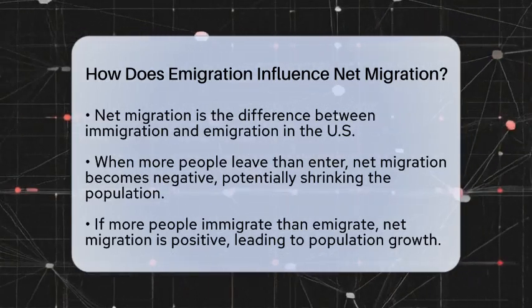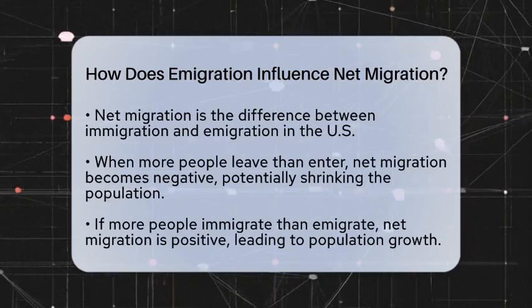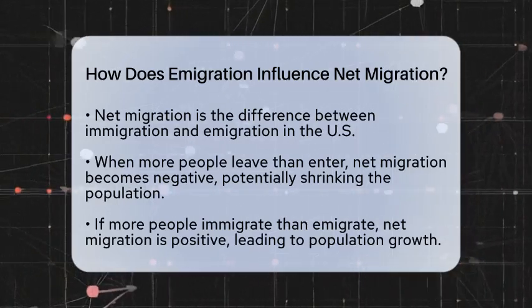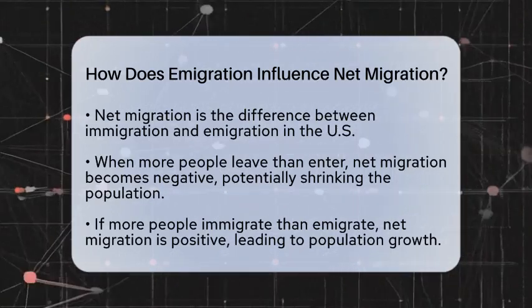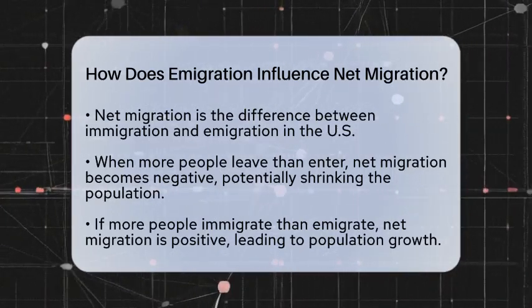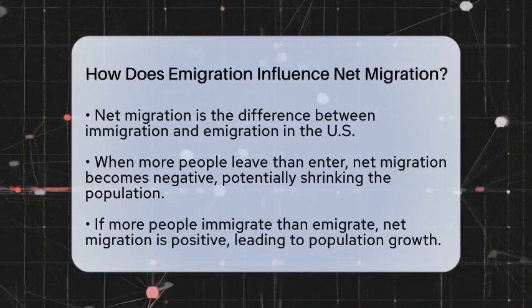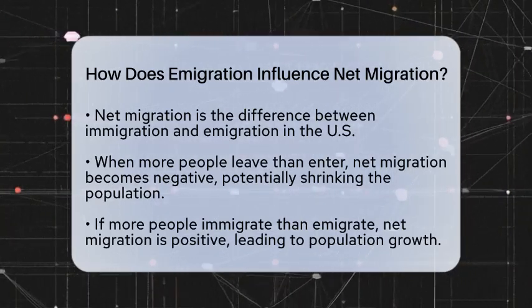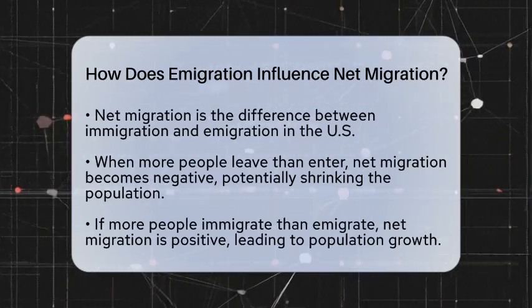Net migration is the difference between the number of people coming into the country through immigration and the number leaving through emigration. When more people leave the country than arrive, net migration becomes negative. This means the population could shrink just because of migration patterns. Conversely, if more people come in than leave, net migration is positive, helping the population grow.